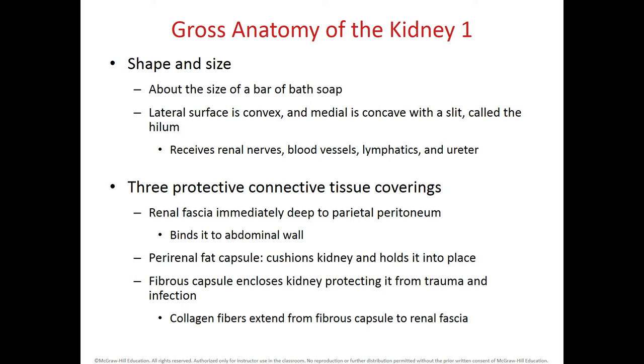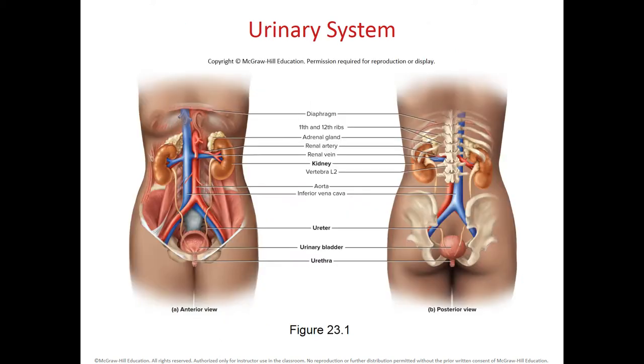And then the next layer, the most internal layer, will be the fibrous capsule that actually gets in direct contact with the kidneys, and it helps to protect the kidneys from trauma and infection. This fibrous capsule is made out of collagen fibers.